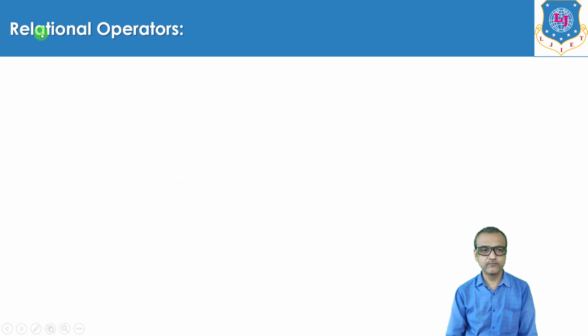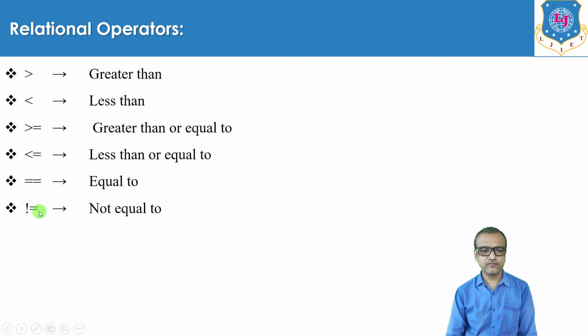Now we will see relational operators. See, this is the list of relational operators. This indicates greater than, this one is less than, this one is greater than or equal to, this one is less than or equal to, this one is equal to, and this one is not equal to. These are various relational operators.